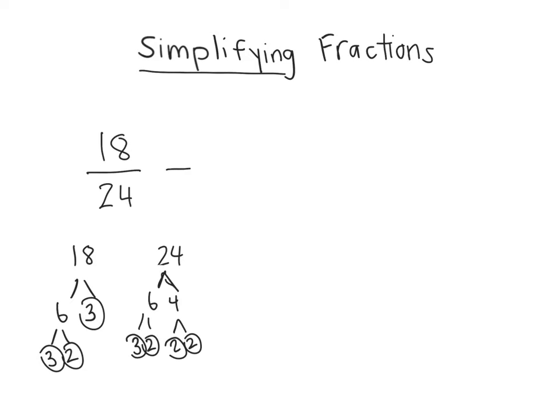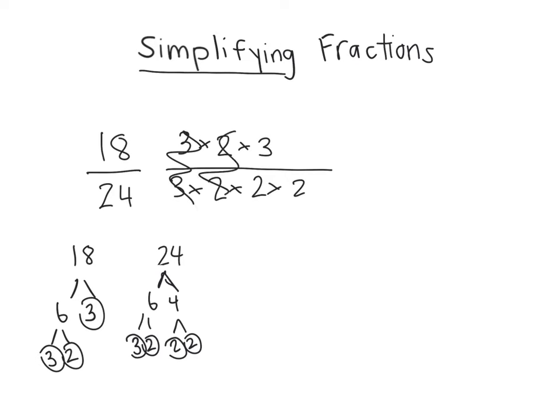And then you just write the fraction out with just your prime numbers or your number sentence. It's kind of like when we did greatest common factor. 3 times 2 times 2 times 2. Okay, and then you just cross out matches. This is why the line's there, is that you can't cross the line. So you just cross out your matches.